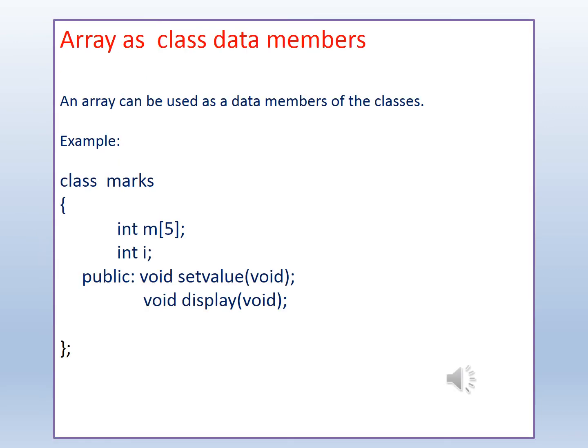Next is array as class data members. Students, if we use only a few data members in a program, individual variables are used to store the values. But when a program requires a larger number of similar data elements, the array concept is used. An array can handle homogeneous data elements effectively by storing them in continuous memory locations. Here in the example, you can see that we declare an integer array m of maximum length 5. That is, it can store up to a maximum of 5 integers.